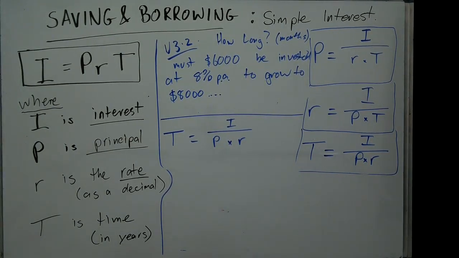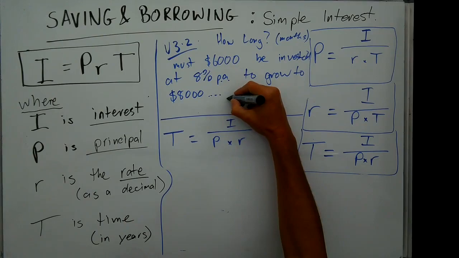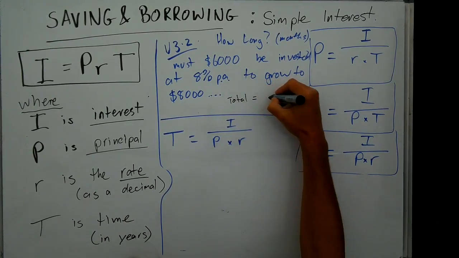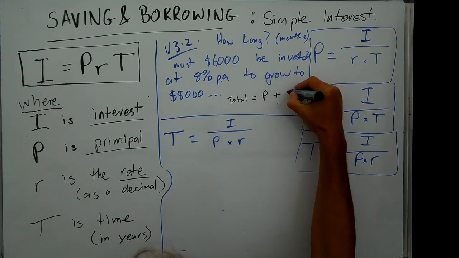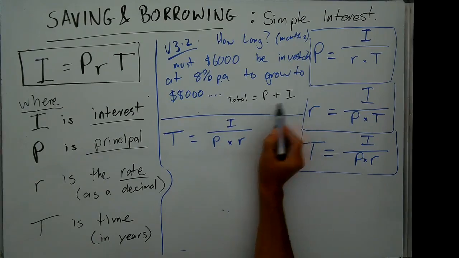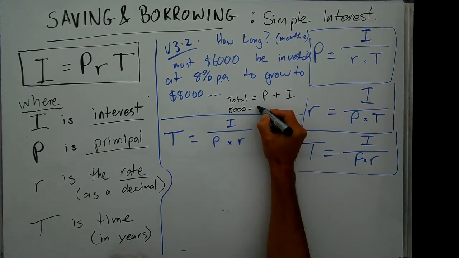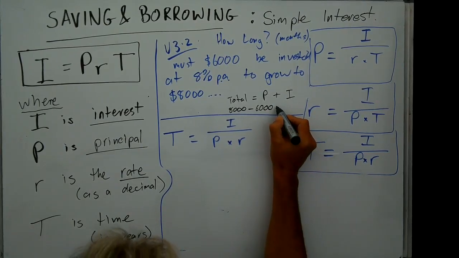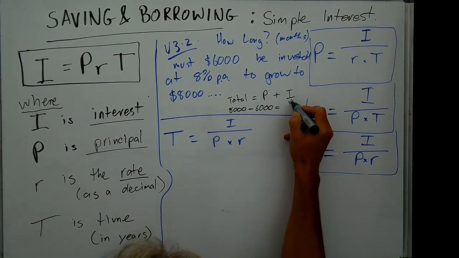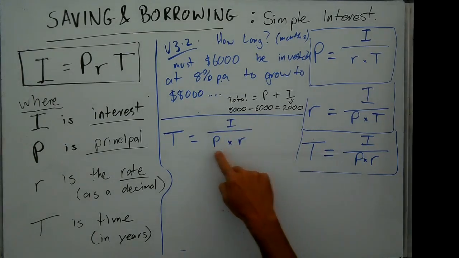So here we need to do a little sub. So this total equals principal plus interest. So if we want to work out the interest, we need to take the total, take the principal away. We've got $8,000, taking away the $6,000 we started with. So the interest is going to be $2,000. So now we have the numbers to plug in here.